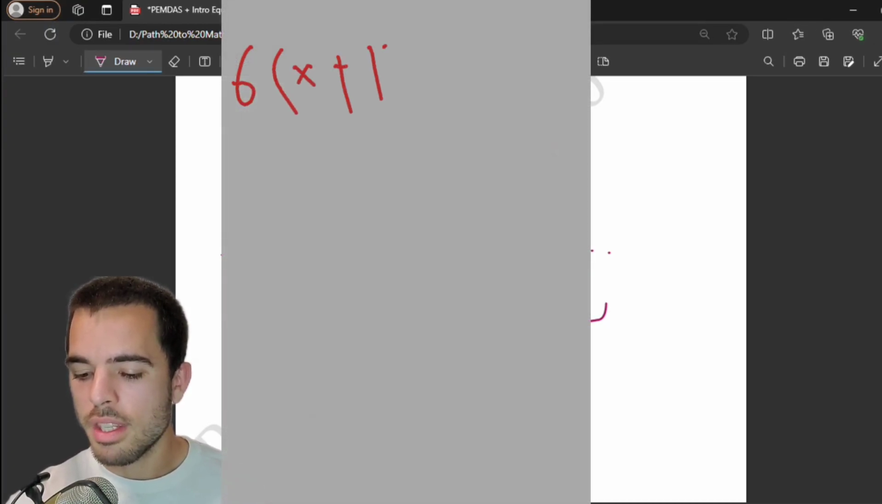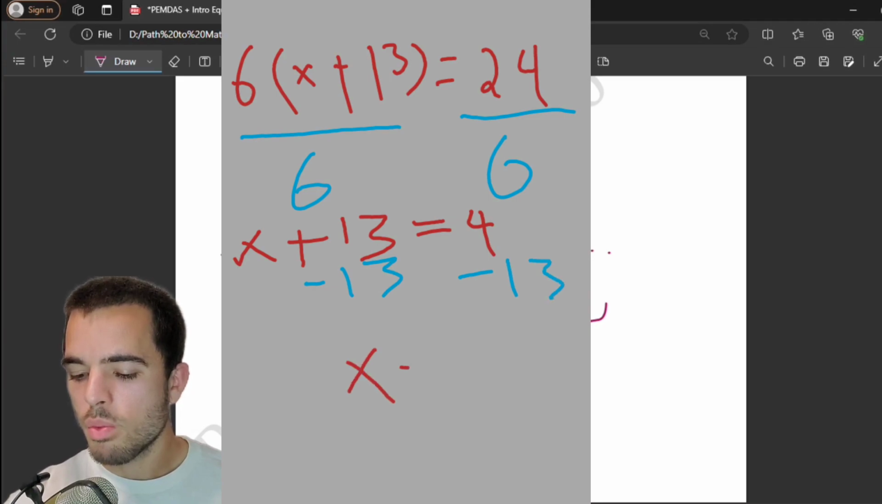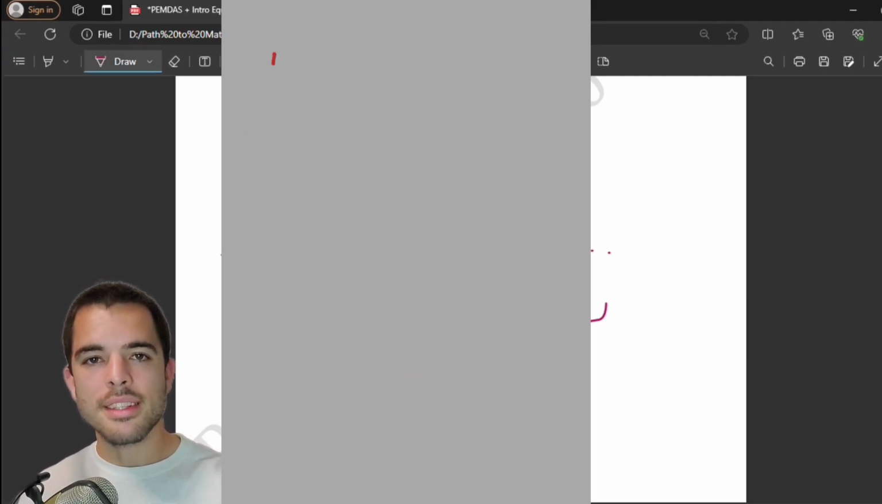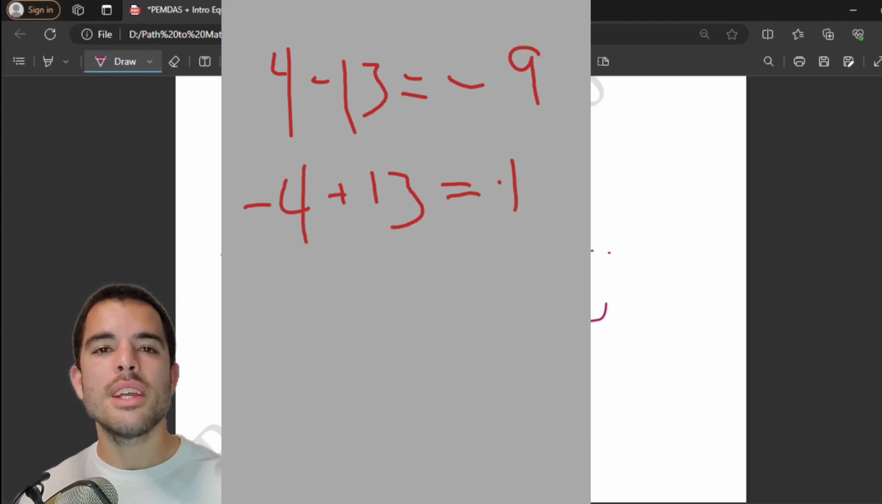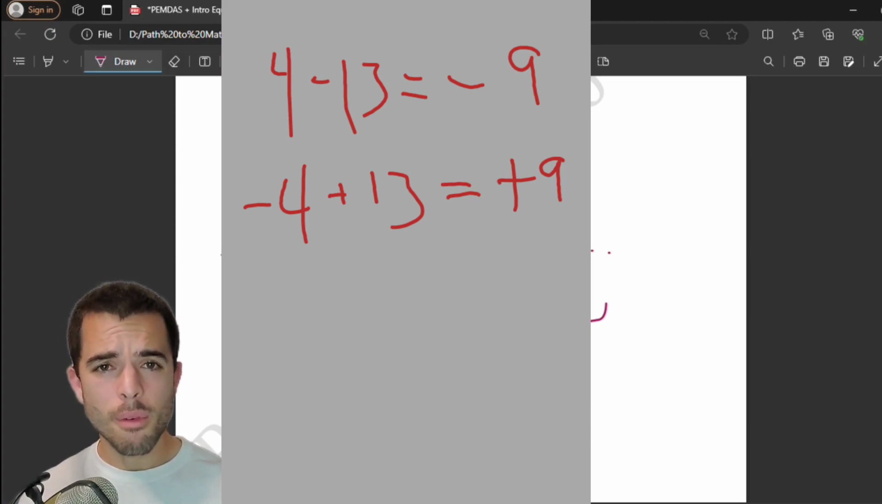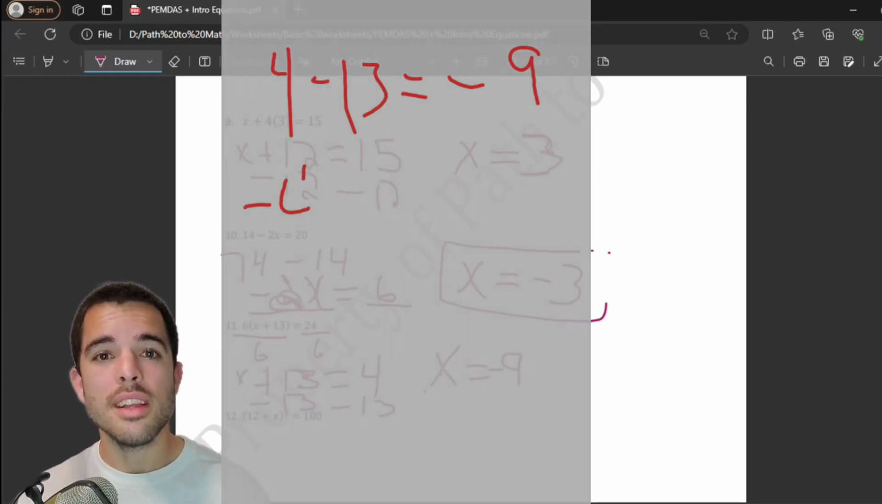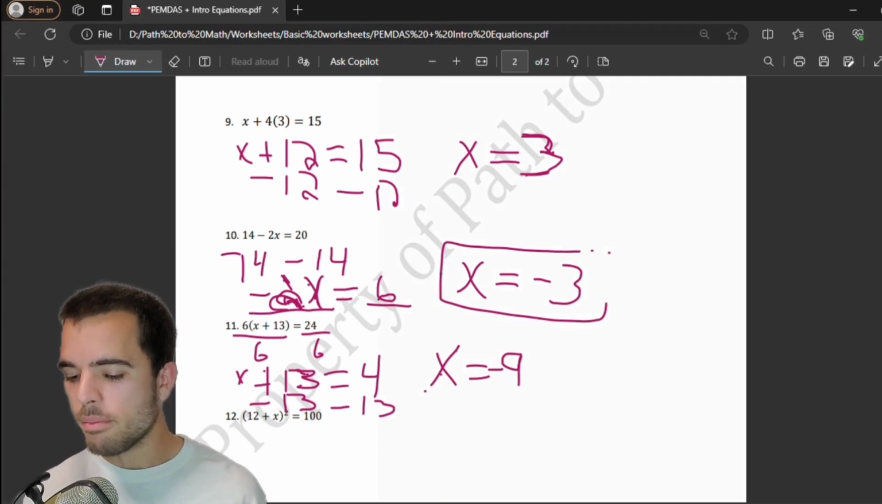We got x plus 13 equals 4. Subtract 13, subtract 13, x equals negative 9. The bigger number when adding and subtracting always wins. So for example, the bigger number was 13. My final answer is also going to be negative because I had negative 13. If I had negative 4 plus 13, that would be a positive 9 because the 13 is a positive number in that instance. So here we have x equals negative 9.